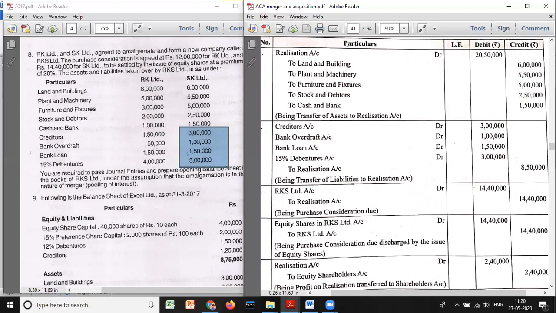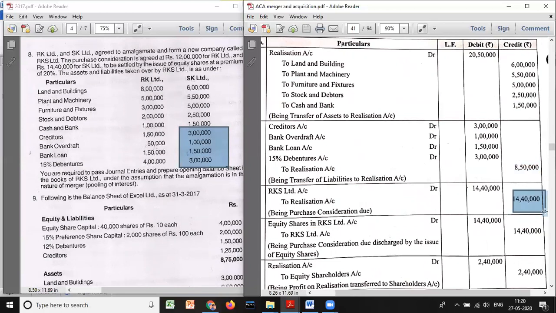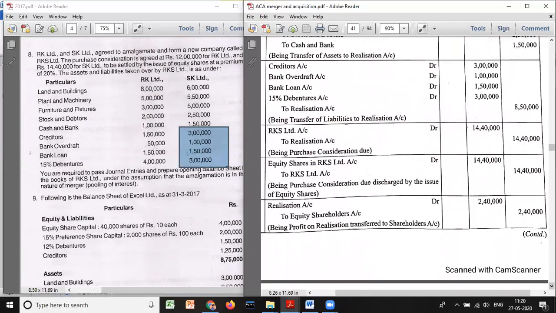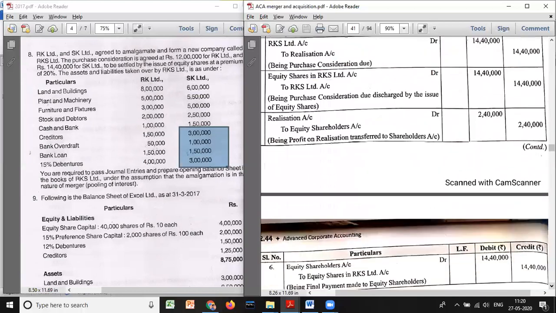And now look here, we have 8,50,000 and we have 14,40,000. If you total, it will be around 22,90,000. Total liabilities and PC will be how much? 22,90,000. Whereas here we have got 20,50,000. That means liabilities and PC is more than assets by how much? 2,40,000. That is profit. Realization account debit 2,40,000 to equity shareholders account 2,40,000, being profit on realization transferred to shareholders account.